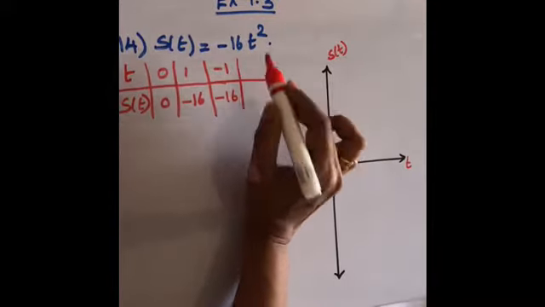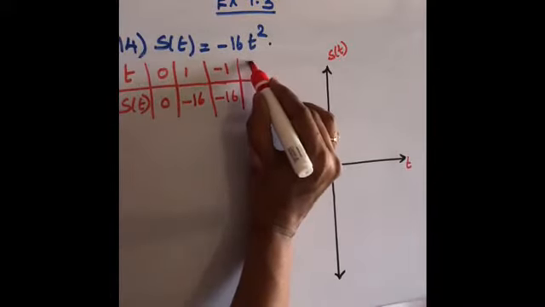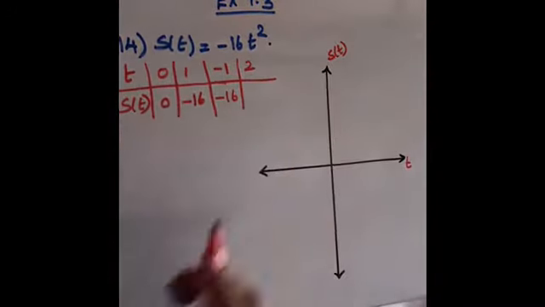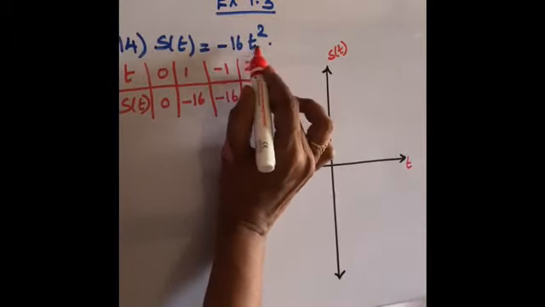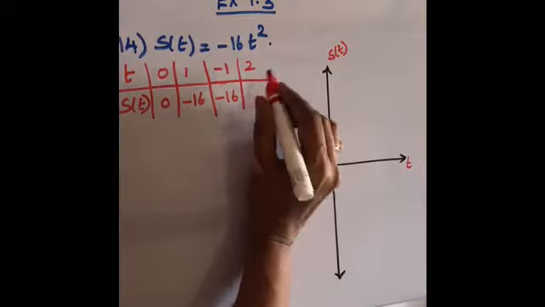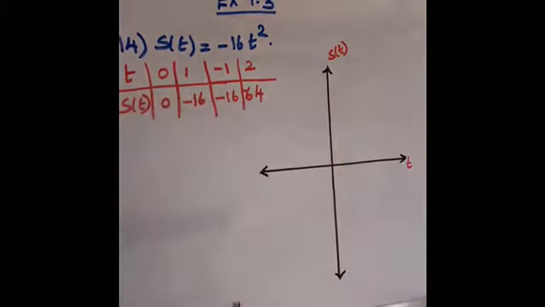Okay. So, if I substitute 2, t square is 4. So, minus 16 into 4, 16 fours are 64, minus 64.